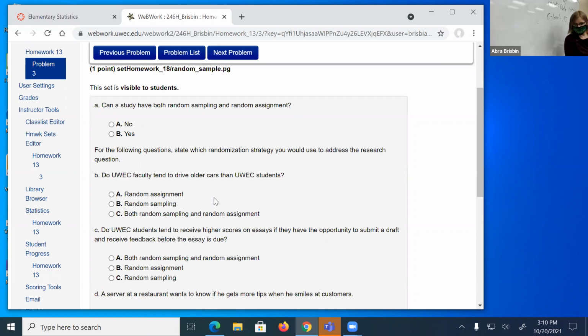Let's see. So for part B, do UWEC faculty tend to drive older cars than UWEC students? Let's think about what that data would look like as we were gathering it. What are the observational units going to be?